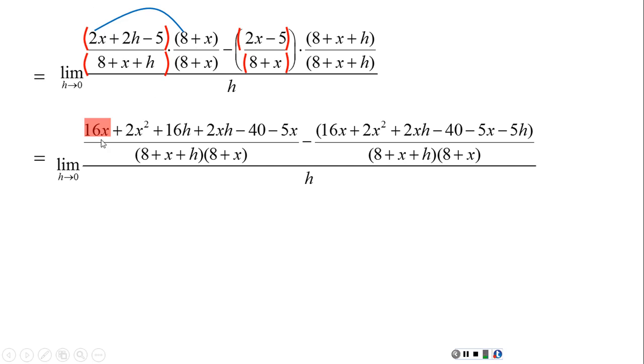Y'all with me so far? The next one would be 2x times x, which gives me 2x squared. So I'm done with the 2x. I'm going to move over to the 2h. 2h times 8 gives me 16h. And then 2h times x gives me 2xh. So I'm done with that one now. So I'm going to move over to the negative 5. Negative 5 times 8 gives me negative 40. And negative 5 times x gives me negative 5x.